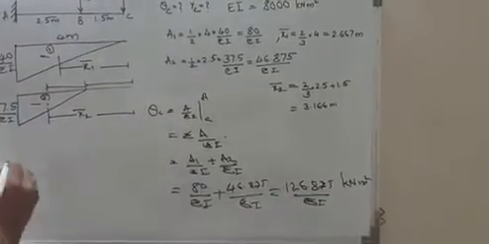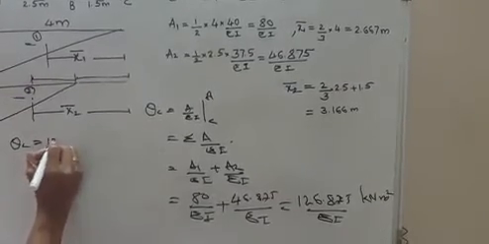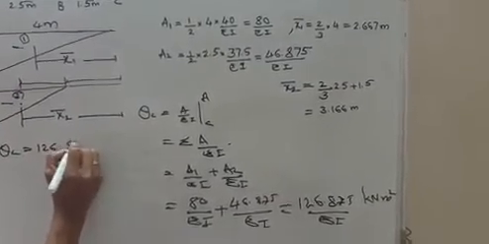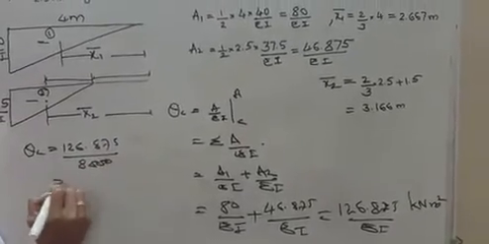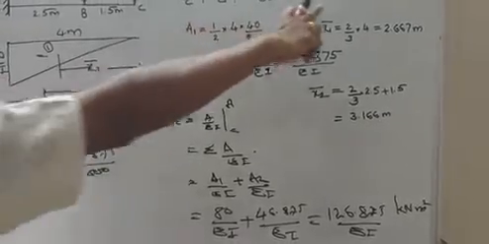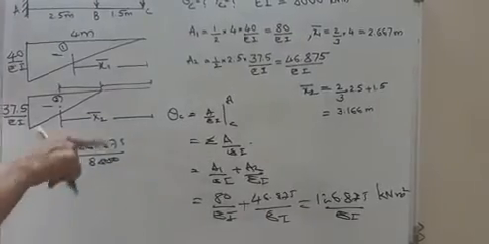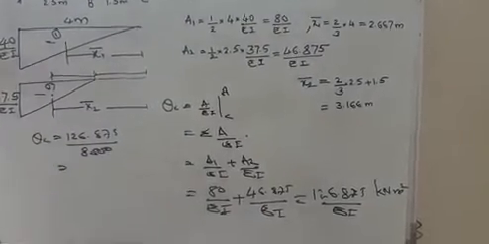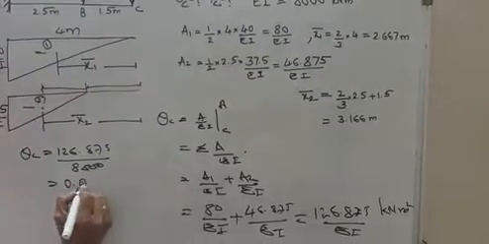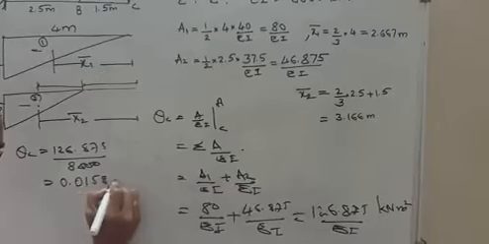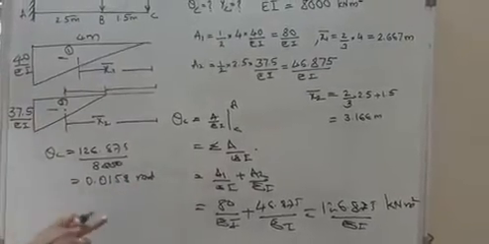Now if you want to get the slope at C, you have to write theta C is equal to 126.875 divided by EI, where EI is 8000. 8000 is also kilonewton meter square, given. This is also kilonewton meter square, so both cancel. The slope will always be in radians. This comes to 0.0158 radians. The slope at C will be given by this A by EI.